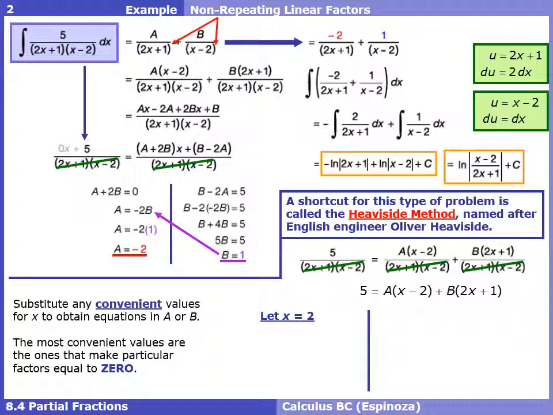So let's presume I want to let x be 2. If I let x be the value of 2, we'll end up with 5 equals a times 2 minus 2, which is great, plus b times 2 plus 1. The reason we wanted to let x be 2 is that the first term would just cancel and be 0. And we'd end up with 5b equals 5, or b is equal to 1. And you can see that matched what we got above. So that worked out quite nicely, and I definitely think a lot quicker.